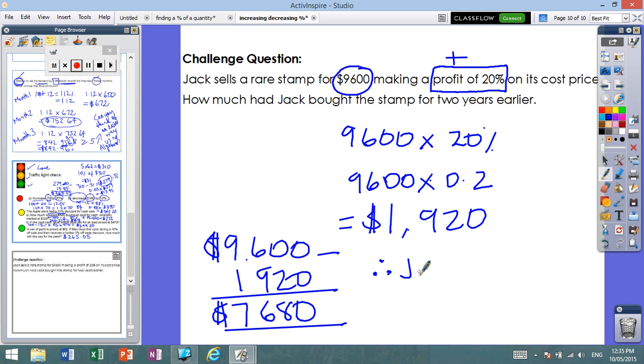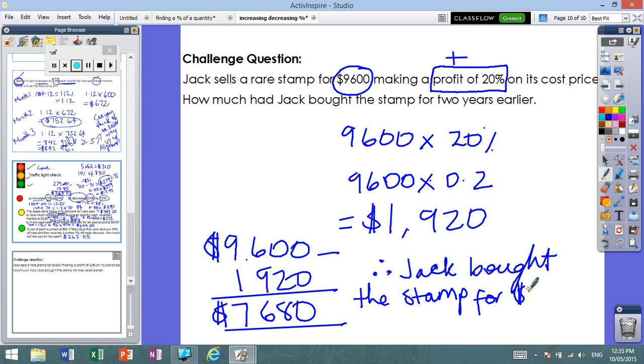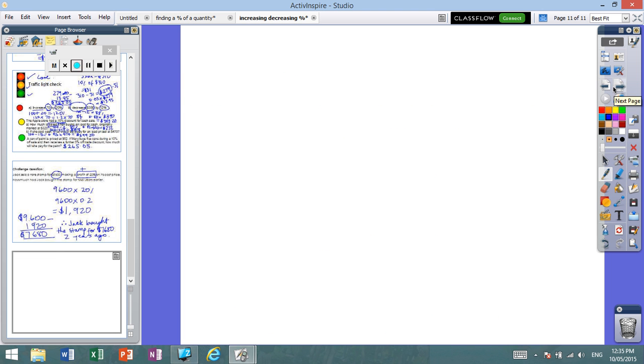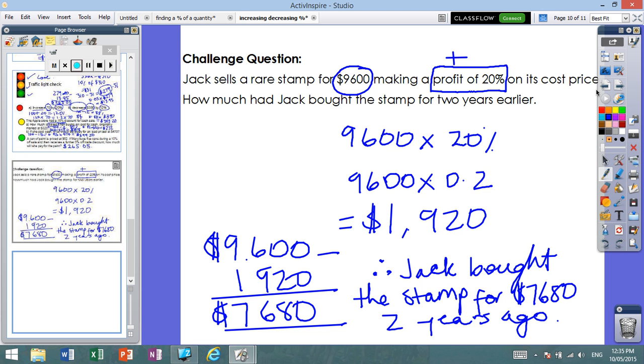Therefore, Jack bought the stamp for $7,680 2 years ago. Alright. Hopefully you've learnt everything about increasing and decreasing using percentages.